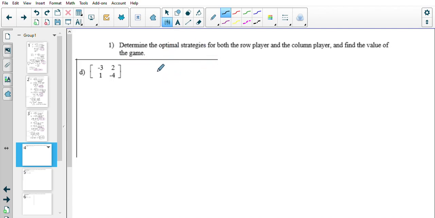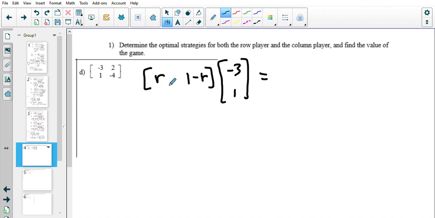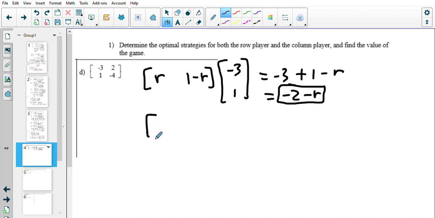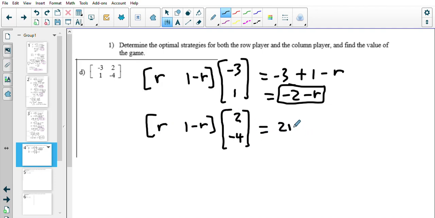So, the row player is playing an arbitrary strategy of R and 1 minus R against the first column of -3, 1. That gives us R times -3 plus 1 minus R, or negative 2 minus R. And then they play that strategy again against the second column, 2, negative 4. That gives us 2R minus 4 plus 4R, or 6R minus 4.